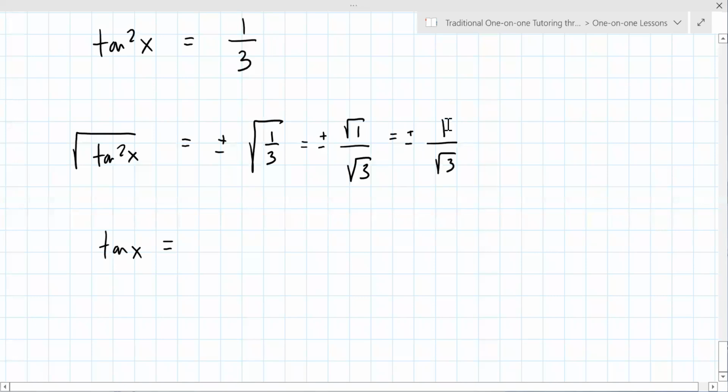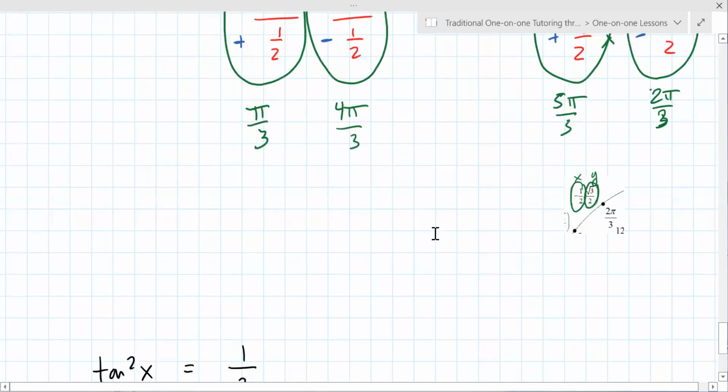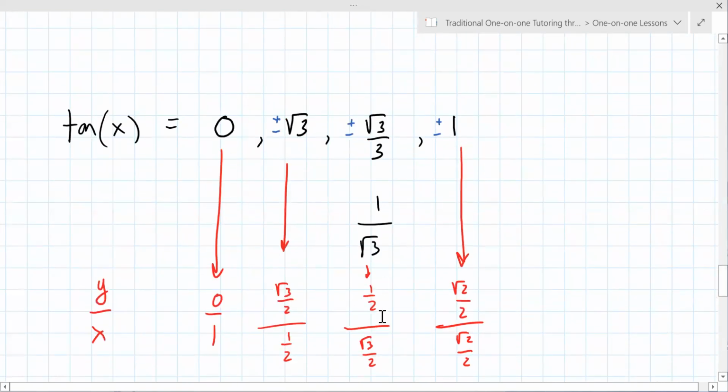Okay, so you have a choice here. Either you know what this is really mapped to, this one right here, or you rationalize, and the rationalized one is mapped to this one right here. The reason we're doing this in red is because it's the y over the x, the sine over the cosine. You can't do it without knowing these numbers.